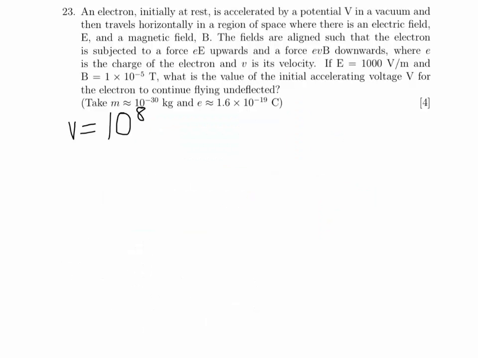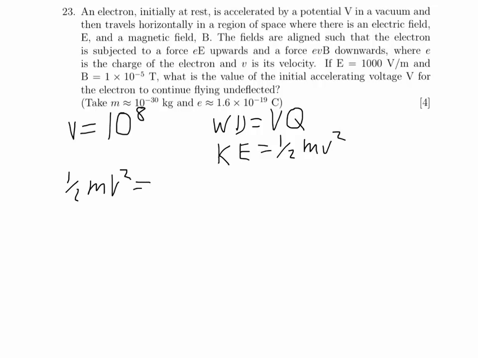So having found that velocity being 10 to the power of 8, we need to know what voltage will cause the electron to accelerate to such a speed. Now we can do that by finding out the work done on a charge is the voltage times the charge, and we're going to equate that to kinetic energy to find that voltage, because we're told the mass of the electron in our question here. So if we equate those two, then we get half mv squared equals the voltage times the charge.